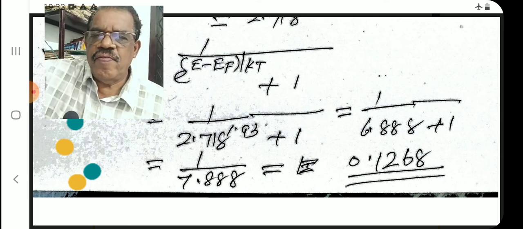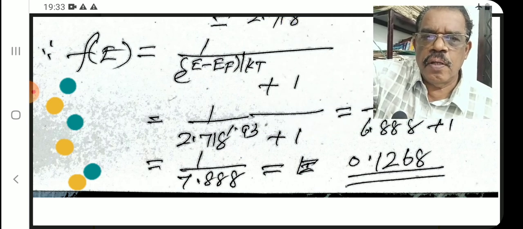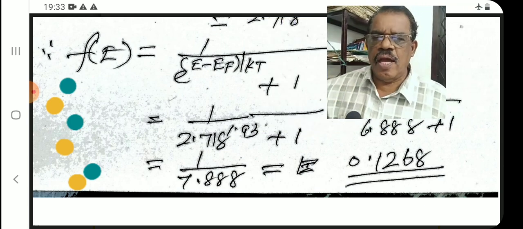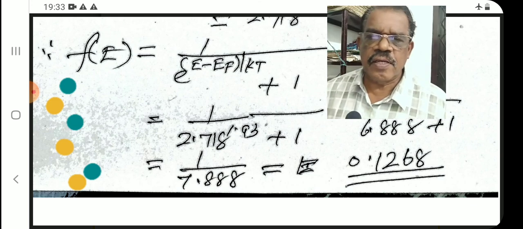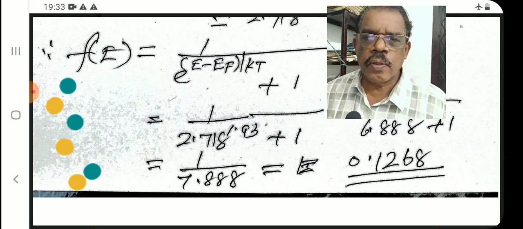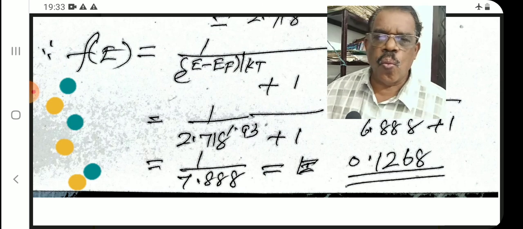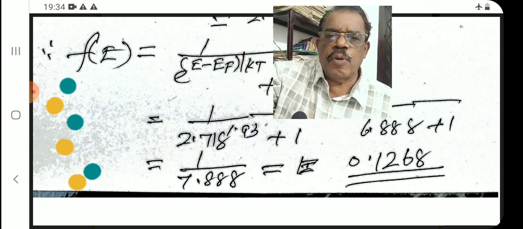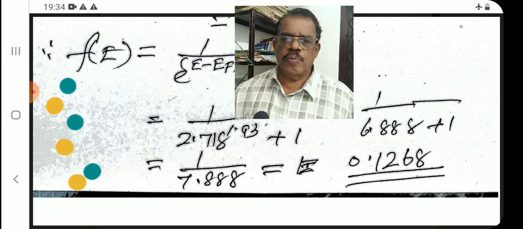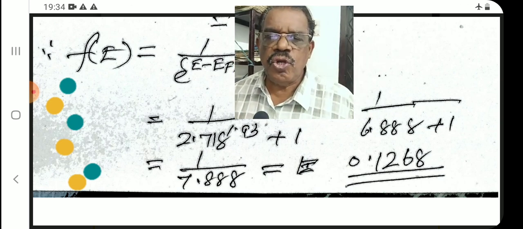So the probability F, the Fermi-Dirac distribution function, is 1 by 7.888, equal to 0.1268. That is the probability. The probability is 0.1268.